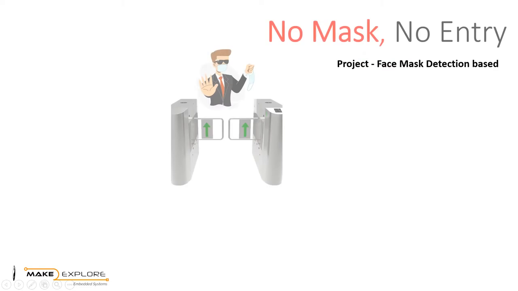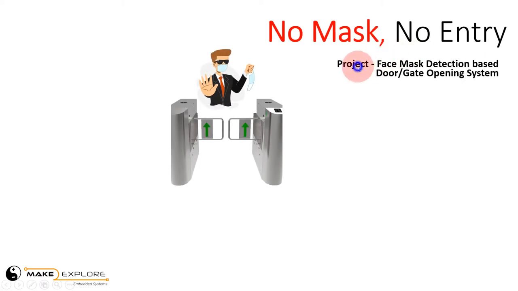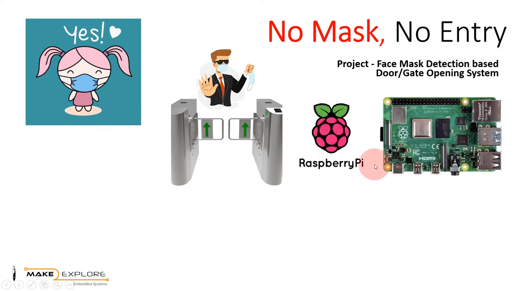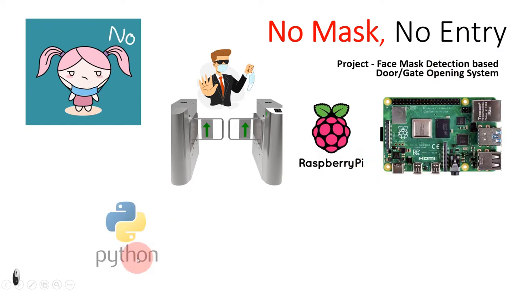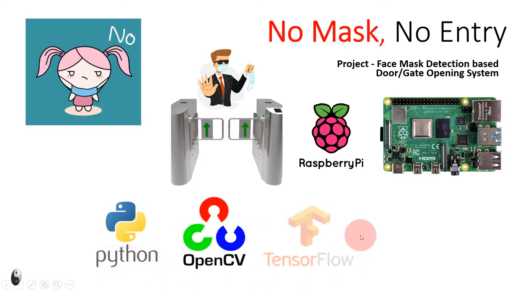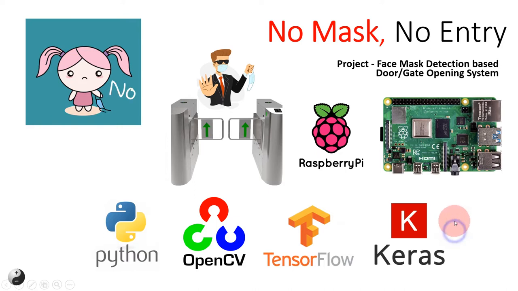In this session, we are going to see a new project: a face mask detection based door or gate entry system. This system will open the gate only when a person wears the mask properly. If there is no mask, then no entry. We will use the Raspberry Pi 4 development board, Python programming, and deep learning techniques. We will also use different computer vision libraries like TensorFlow and Keras. So without any delays, let's get started.